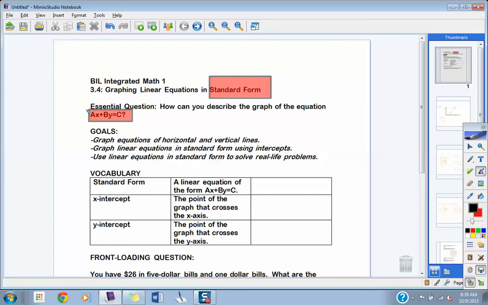Somebody new read that second one for me. Thanks, Em. Graph linear equations in standard form using intercepts. Specifically, I'm just going to jot down using x-intercepts and y-intercepts. And there's a really nice shortcut for that. I think you'll catch this right away. And then lastly, we want to use linear equations in standard form to look at real-life problems.